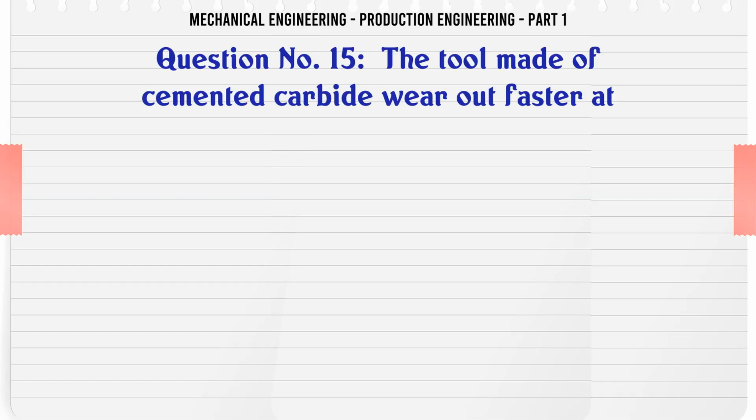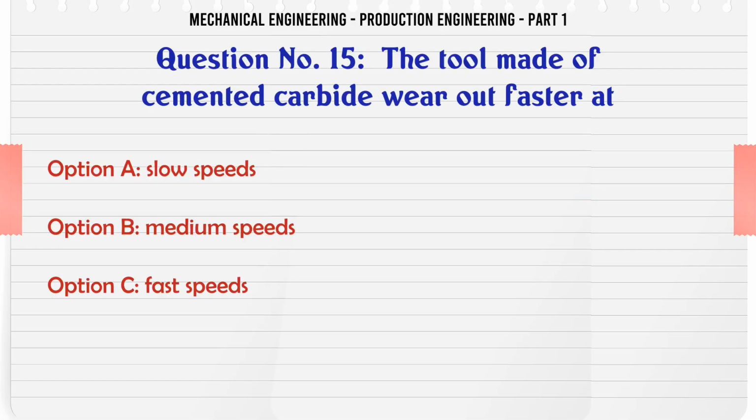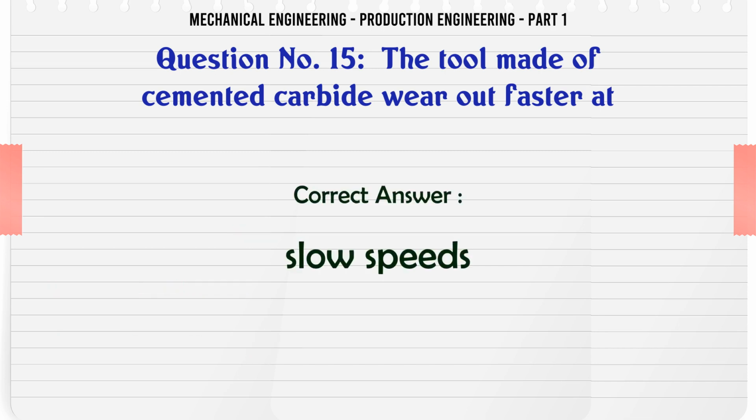The tool made of cemented carbide wears out faster at A. slow speeds. B. medium speeds. C. fast speeds. D. very fast speeds. The correct answer is slow speeds.